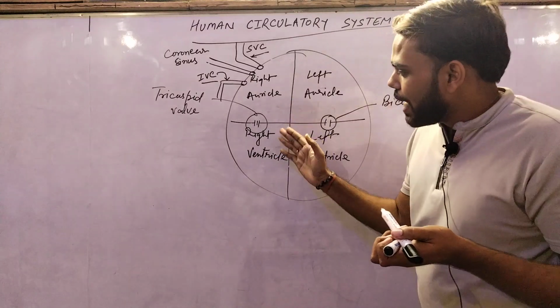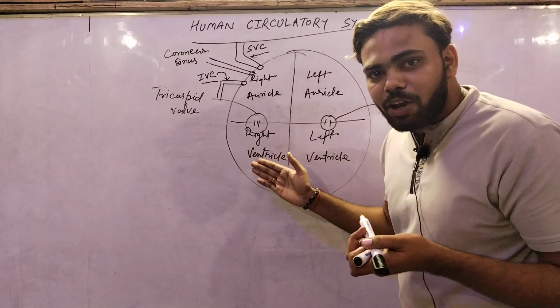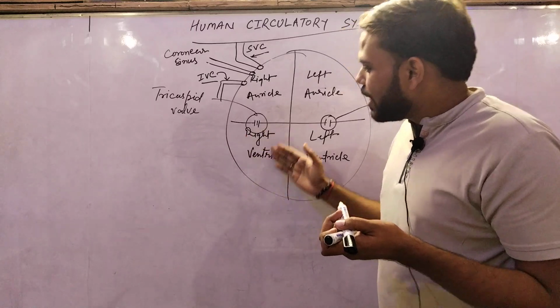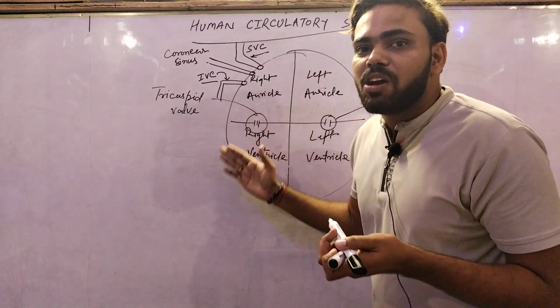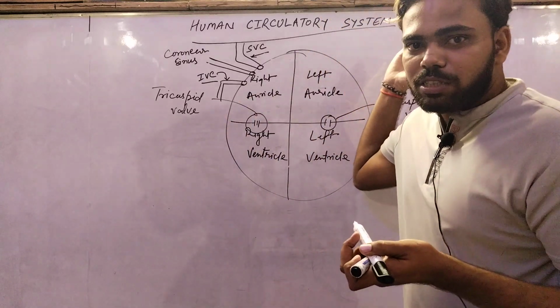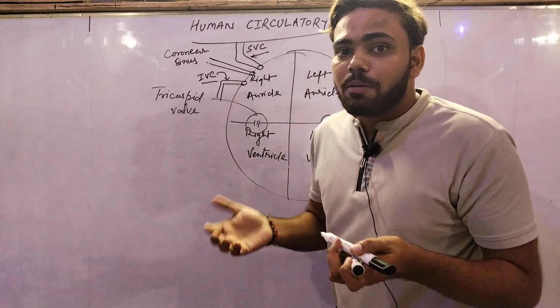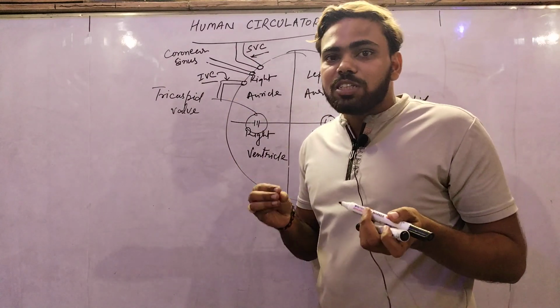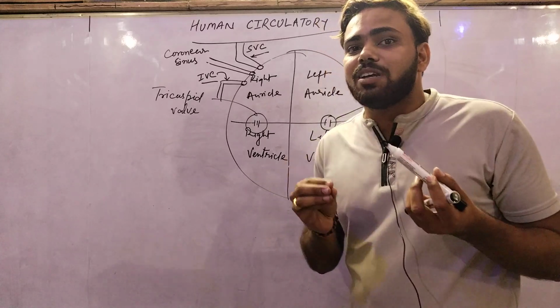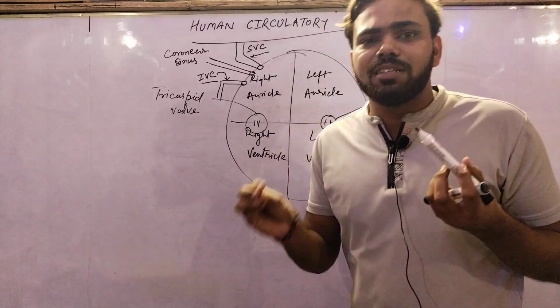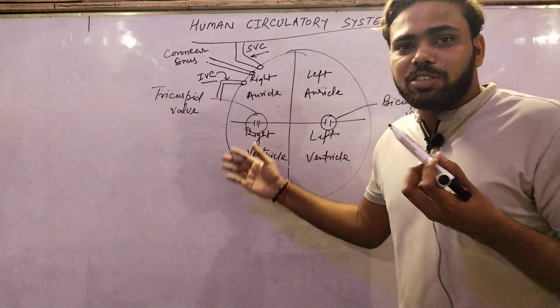And when the right ventricle receives that deoxygenated blood, this right ventricle supplies this deoxygenated blood to the lungs for oxygenation, because we know that the deoxygenated blood lacks the concentration of oxygen. There is a very less concentration of oxygen in the deoxygenated blood.